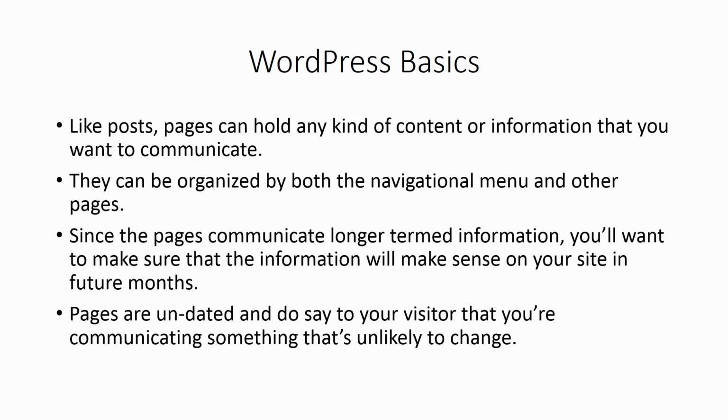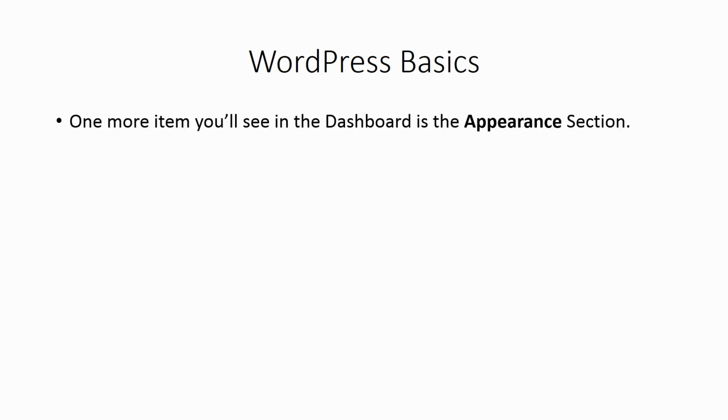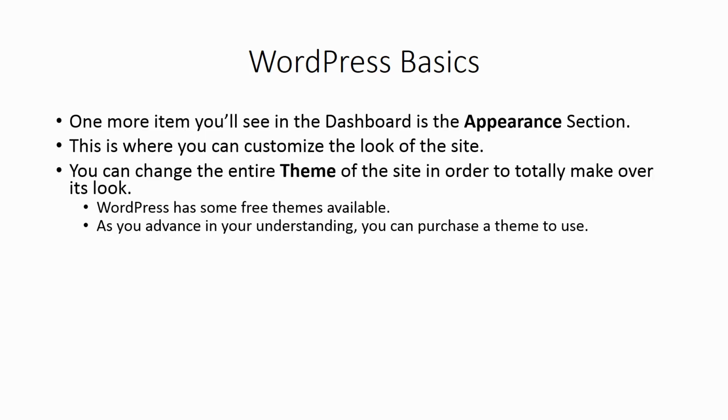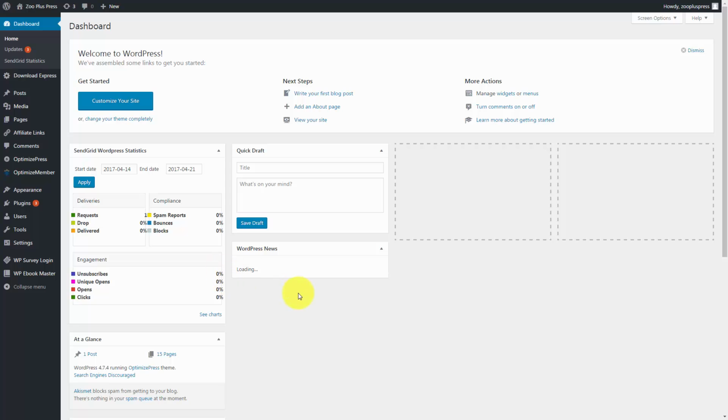Another item you'll see in the dashboard is the Appearance section. Now this is where you can customize the look of the site. You can change the entire theme of the site in order to totally make it over and change its look. Now, WordPress does have some free themes available, and as you advance in your understanding of WordPress, you can purchase a theme to use. As we are in the back office, you'll see that there's a link for the appearance. If we hover over it, we can see that there are themes, customization, widgets, menus, and editor, all ways that we can actually customize our WordPress website.